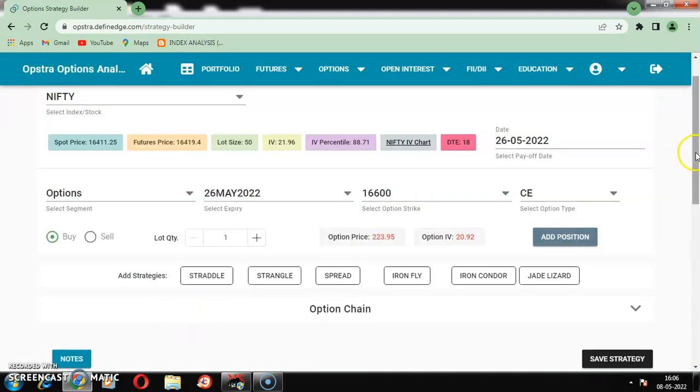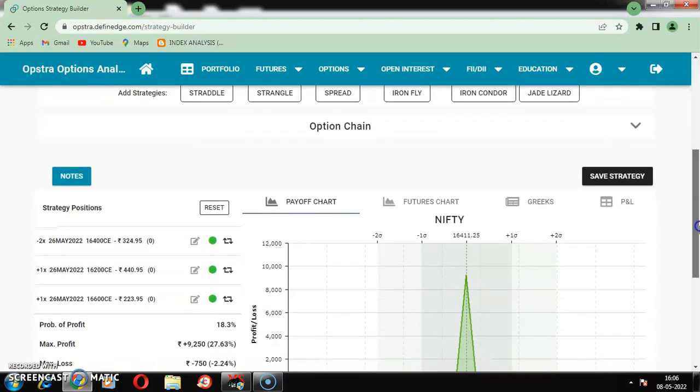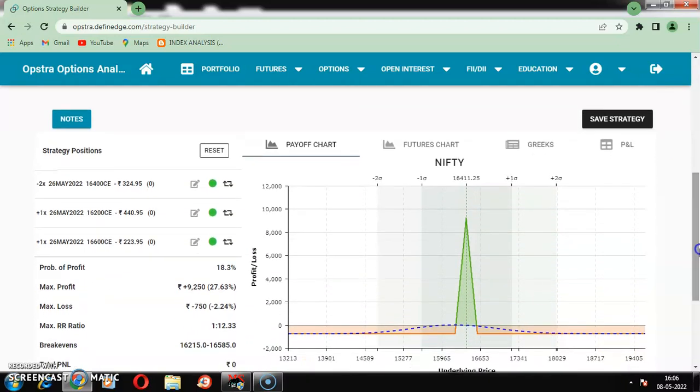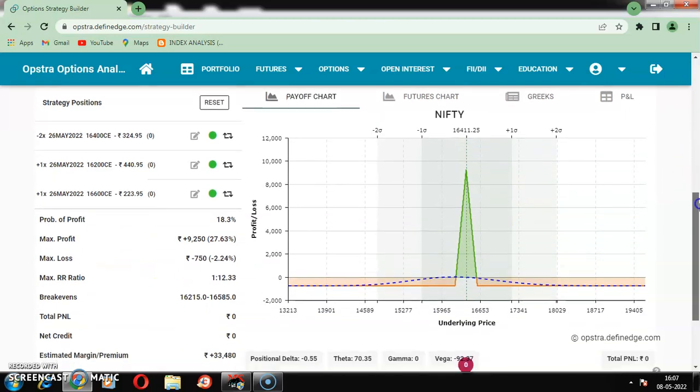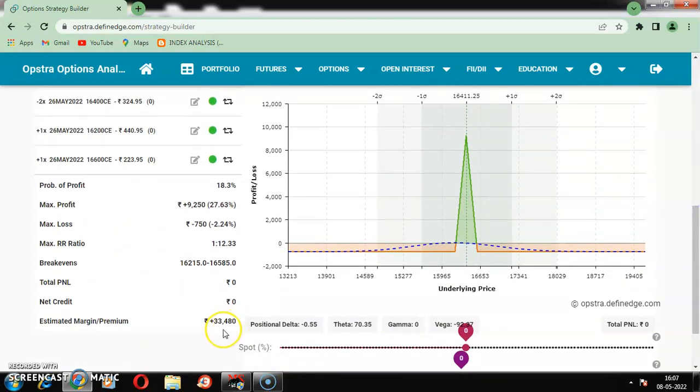Now we have made an option spread. We have sold 2 lots of 16,400 at the rate of 324, bought 1 in-the-money call at 440, and simultaneously bought another out-of-the-money call at 223.95. Now how much margin is required? The margin has decreased. You would need a capital of only around 35,000.